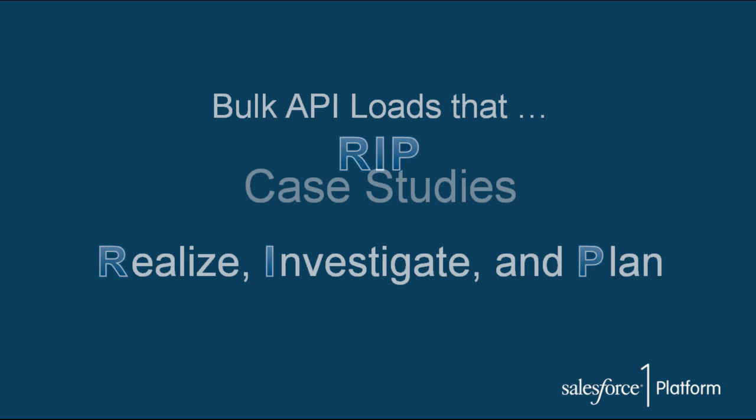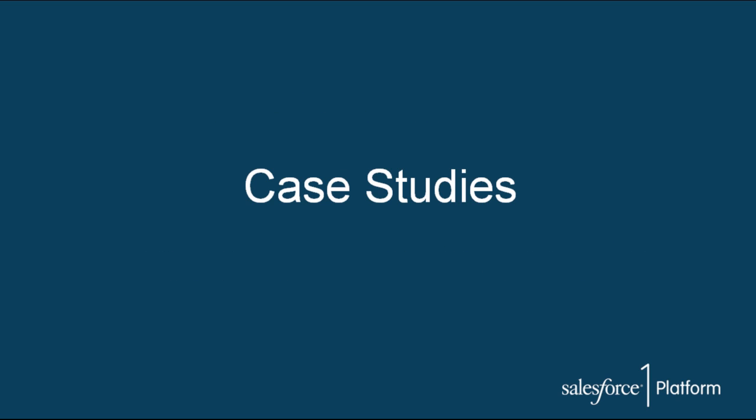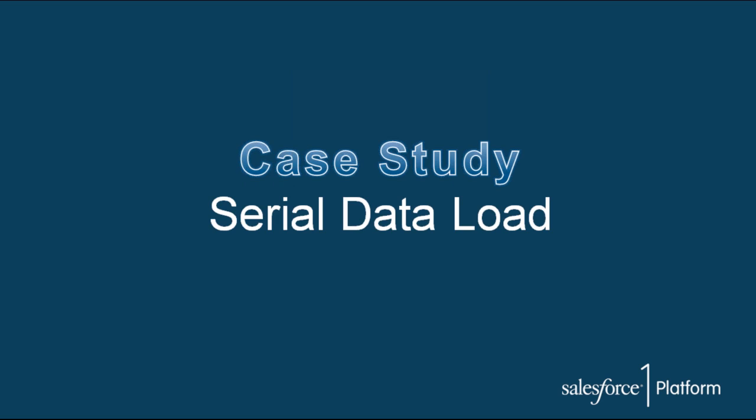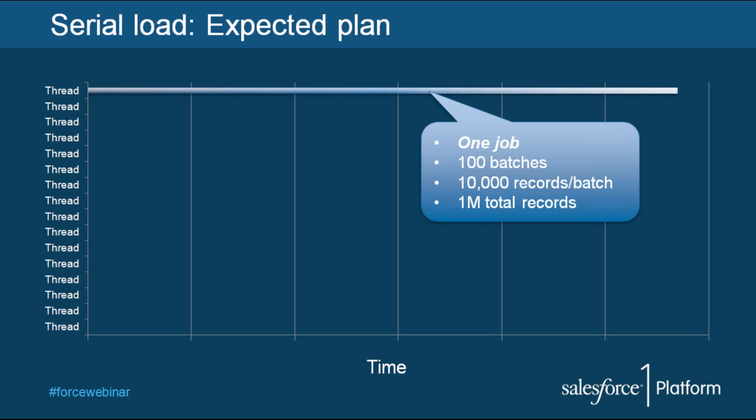The first case study that we want to go through is a serial data load. It's a baseline case study that we'll use to get started in understanding what the degree of parallelism is and throughput rates. This visual depicts what we might expect for a serial load. It's one job, and we're going to be doing this load for all of our case studies, by the way. We're going to be trying to load 1 million total records. The job will have 100 batches, and each batch will have 10,000 records.